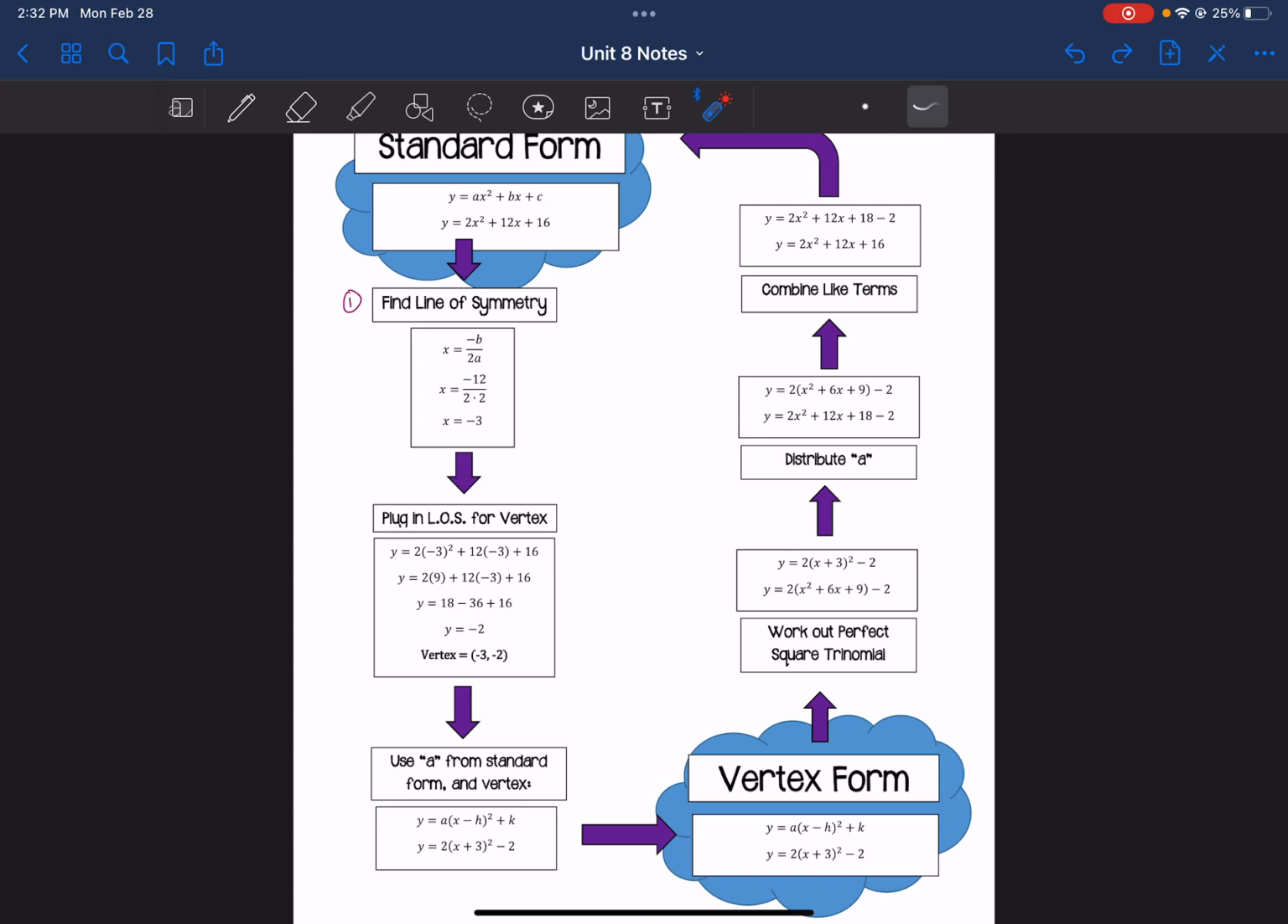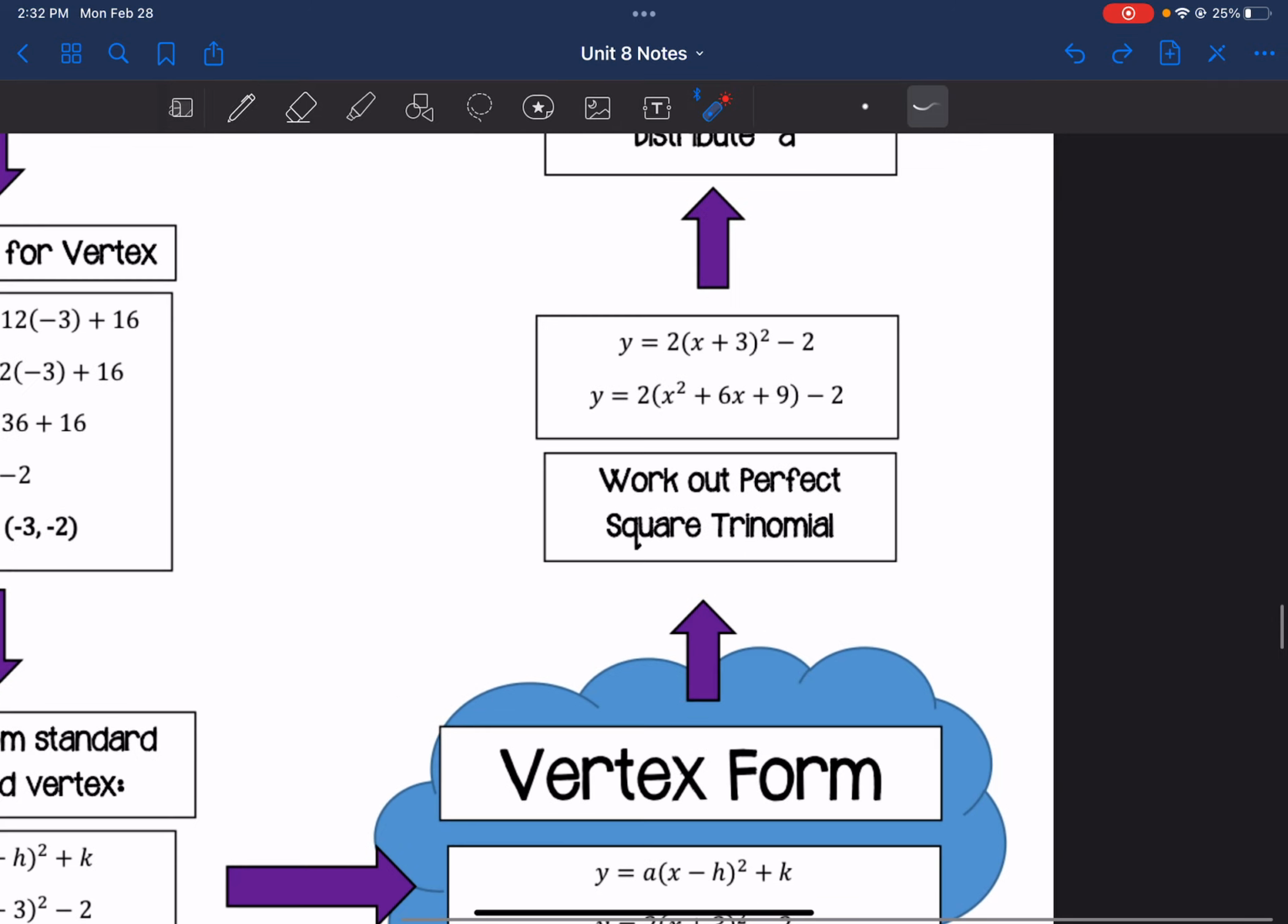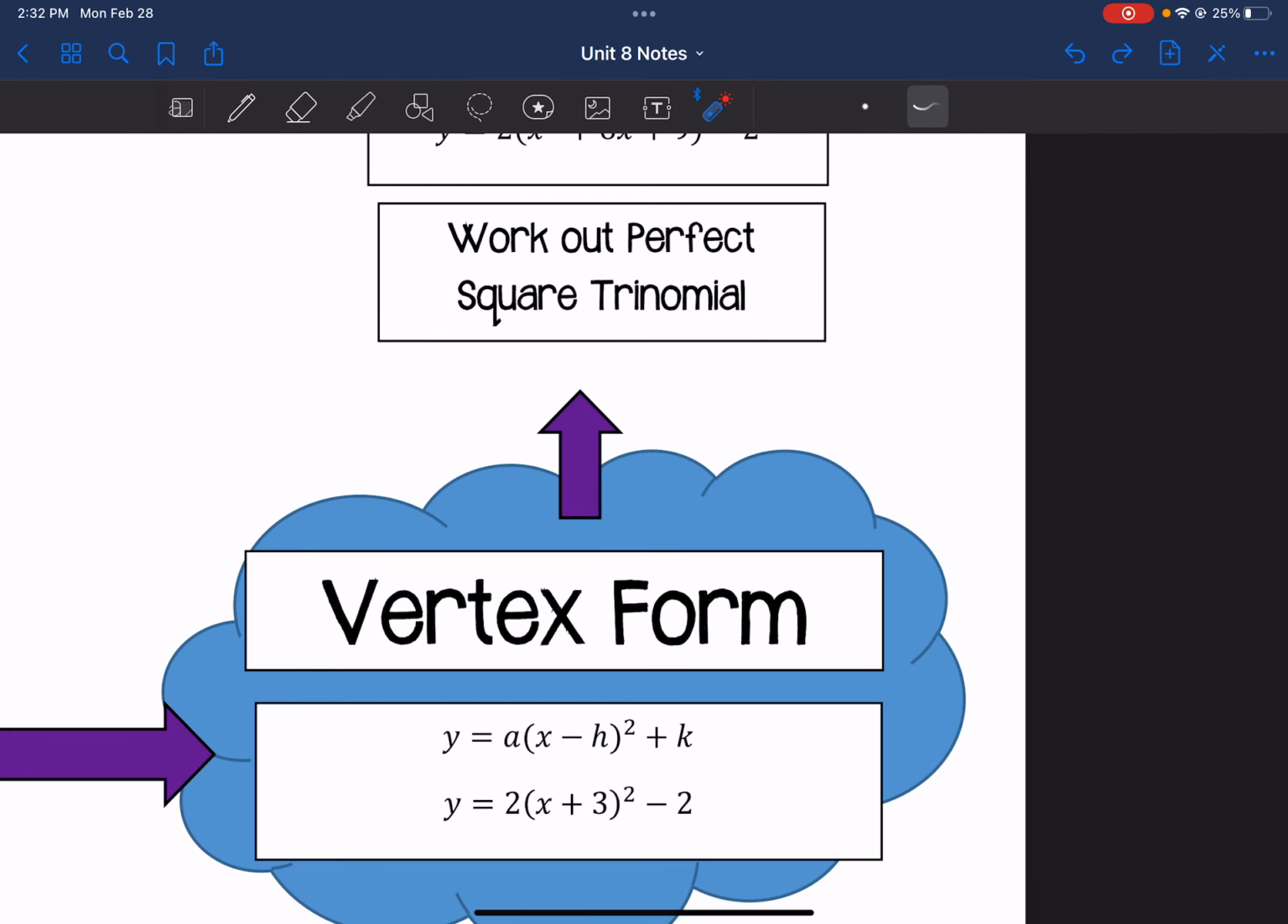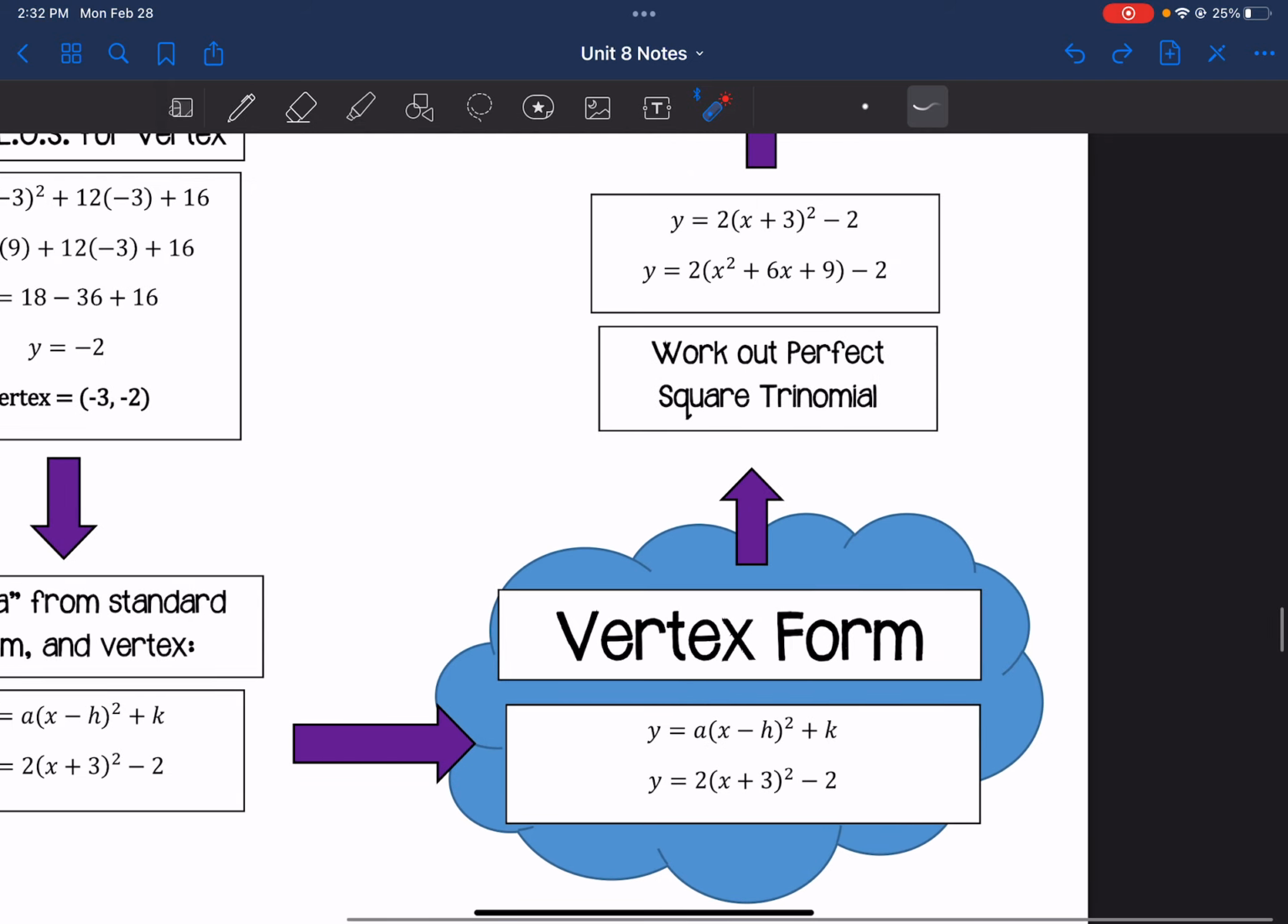All right, now how do I go from vertex to standard? That takes a little more work, a little more thinking, but that's all right. Let's think about this. So we have y equals 2 parentheses x plus 3 squared minus 2. What I basically need to do is multiply this part out and then combine like terms. Remember that x plus 3 squared actually means x plus 3 times x plus 3. So when I multiply all that out, I get this right here.